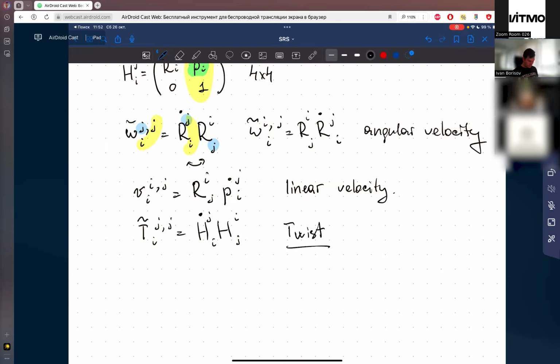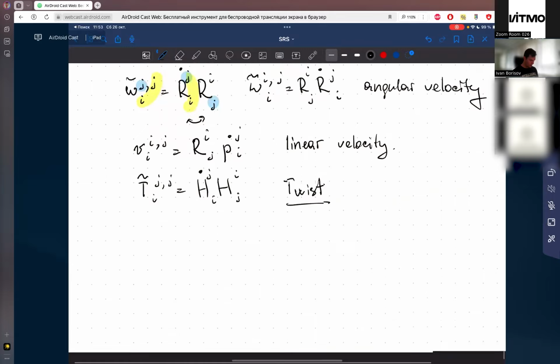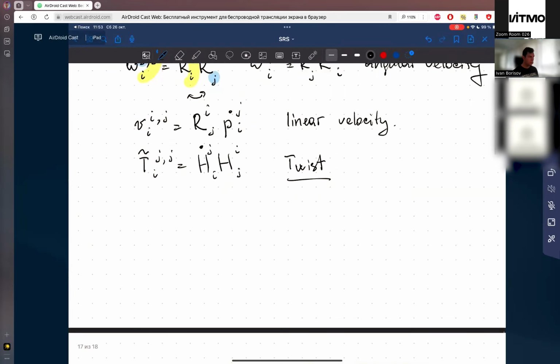And twist is something else that can be used to describe velocity in terms of a position of a screw, and the screw is an axis of rotation. I hope that you remember this stuff.